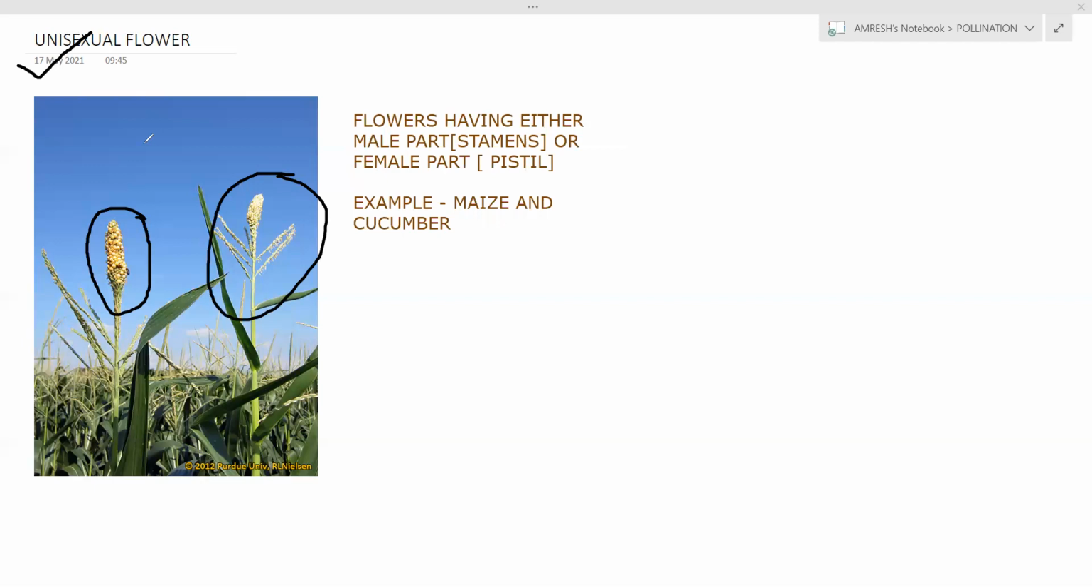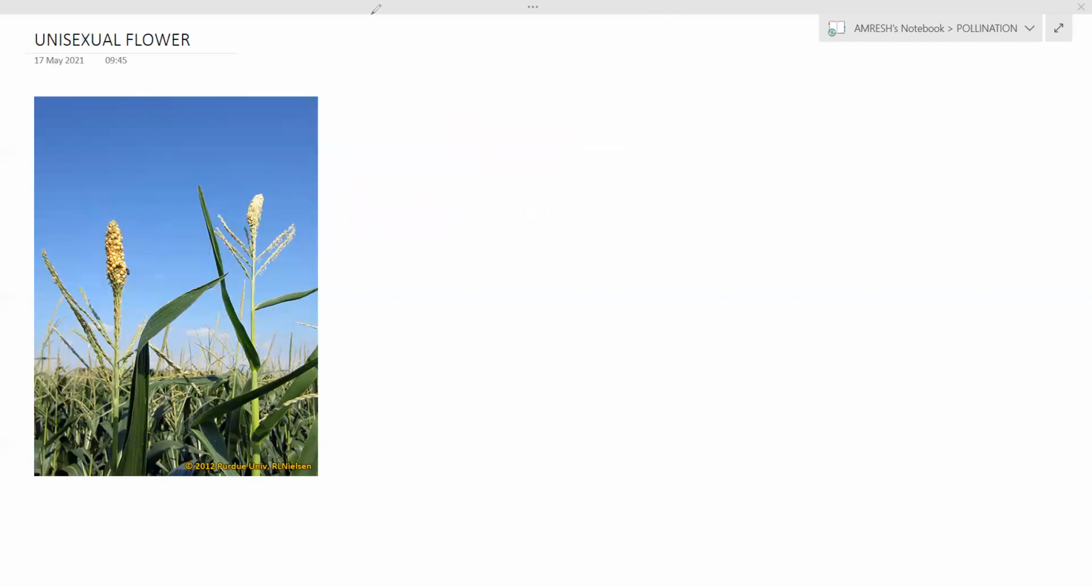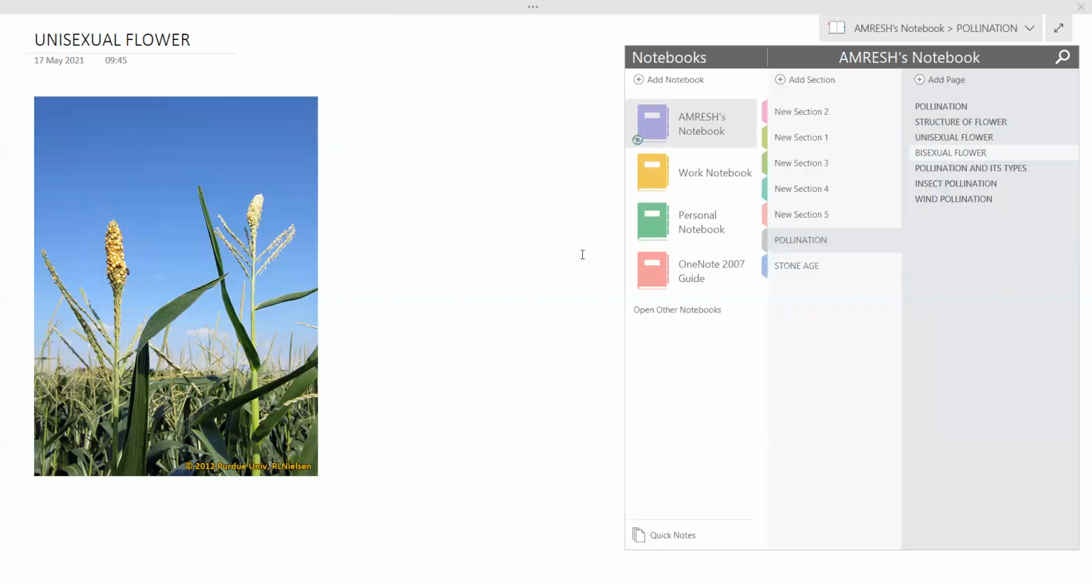But hibiscus rosa is a bisexual flower. See the hibiscus rosa photo I have given. Why is it a bisexual flower? Because both male and female parts are present in the same flower. Both stamen and pistil. Stamen means male part, pistil means female part. Both stamen and pistil are present in a single flower.